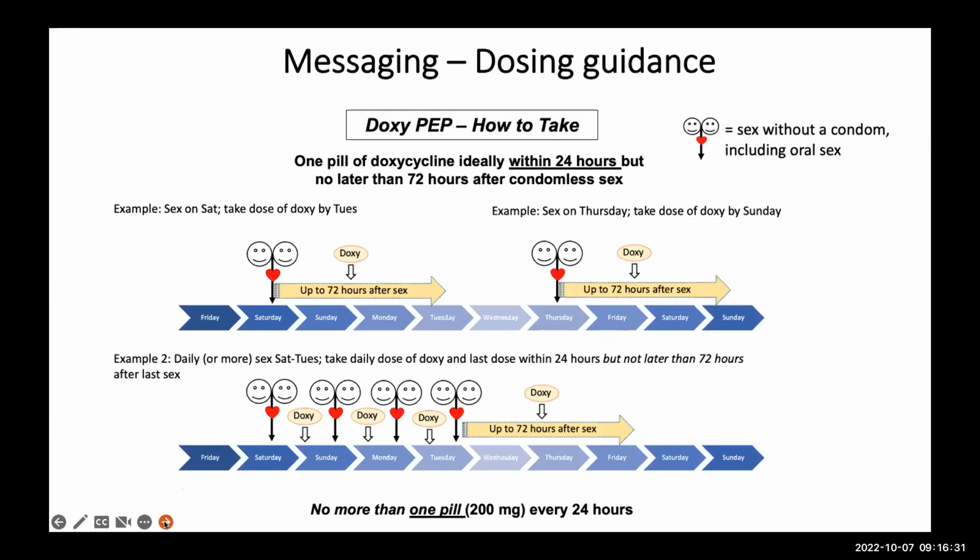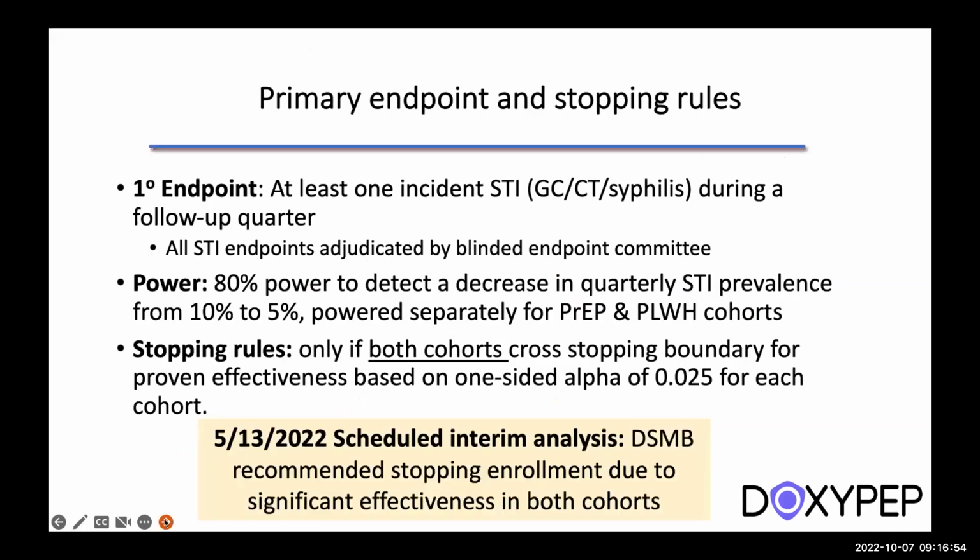This is the way we messaged how to take it: up to 72 hours after sex. If people had sex daily, to take no more than 1 dose per day, and we tried to encourage people to take it with water, and to counsel about photosensitivity and possibility for GI side effects.